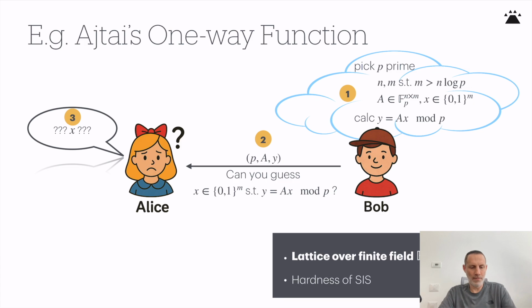Finally, there is Ajtai's one-way function. And Ajtai's one-way function actually examines a lattice over a finite field or a lattice over a finite ring, and it actually uses the nature of this finite lattice to create some sort of one-way function.